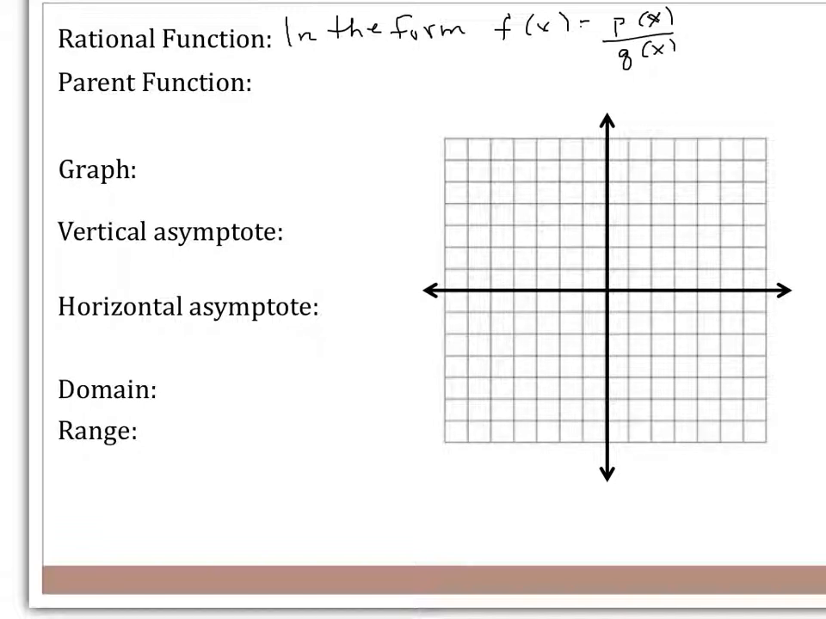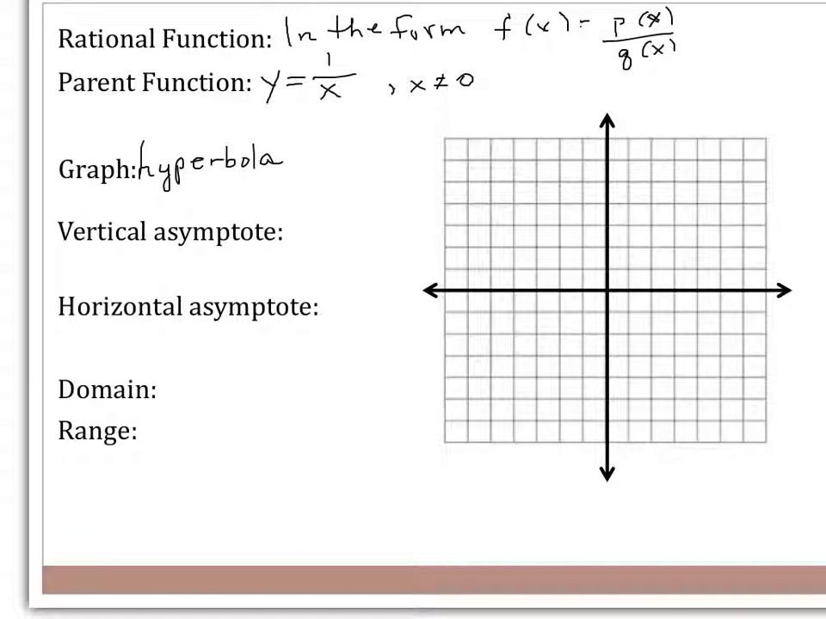Now the parent graph, the most basic rational function there is, is f of x equals 1 over x, with x not equal to 0. It graphs something called a hyperbola, which we will discuss another time.